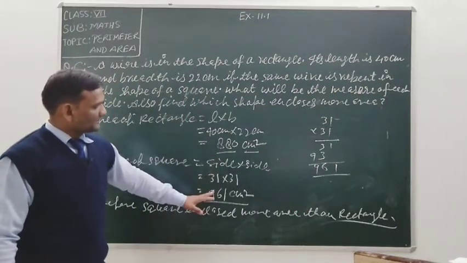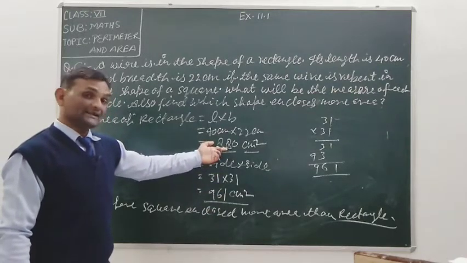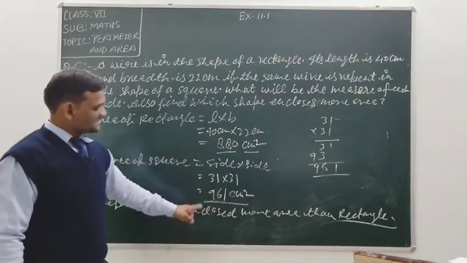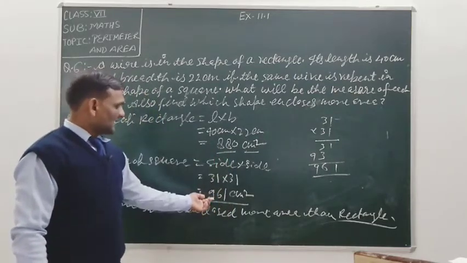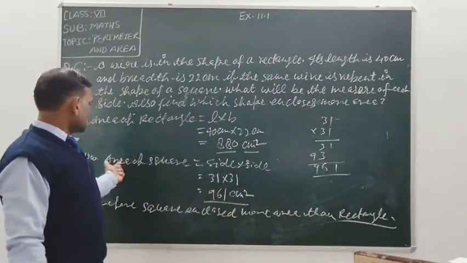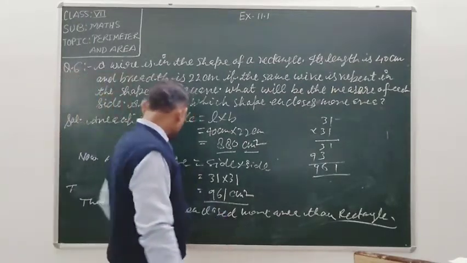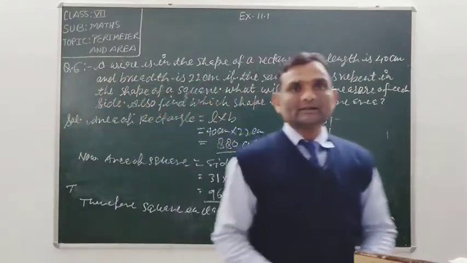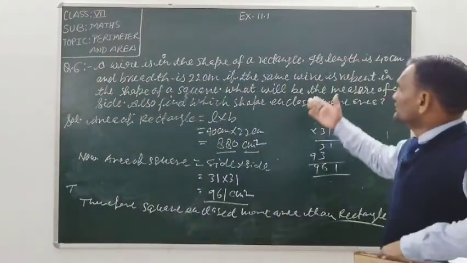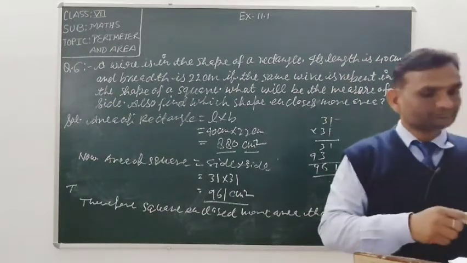By the comparing, 961 is greater or 880? You can say easily 961 is greater than 880, and 961 is the area of square. So square enclosed the more area. So student, I hope you have understood this question very well. So come to the next question student.